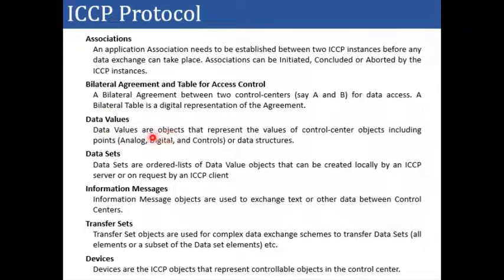Data values are nothing but the objects which represent the values of control center objects, including various points, that is analog, digital or control points, and the data structures. Datasets are the list of data value objects that can be created locally by the ICCP server or on request by the ICCP client. Information messages are those objects which are used to exchange text or other data between two control centers.